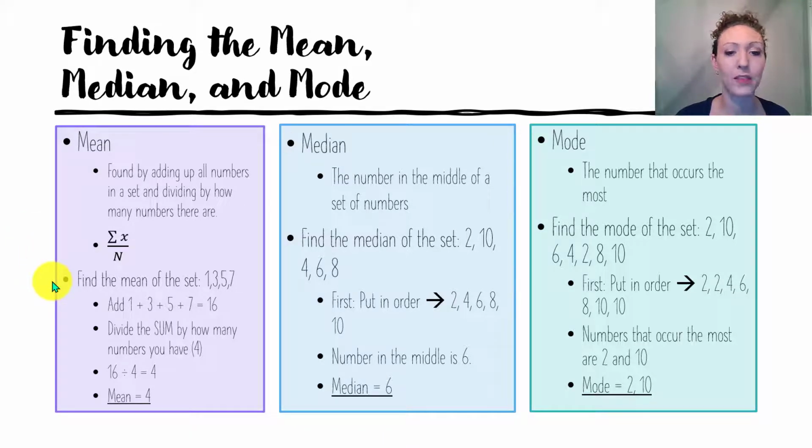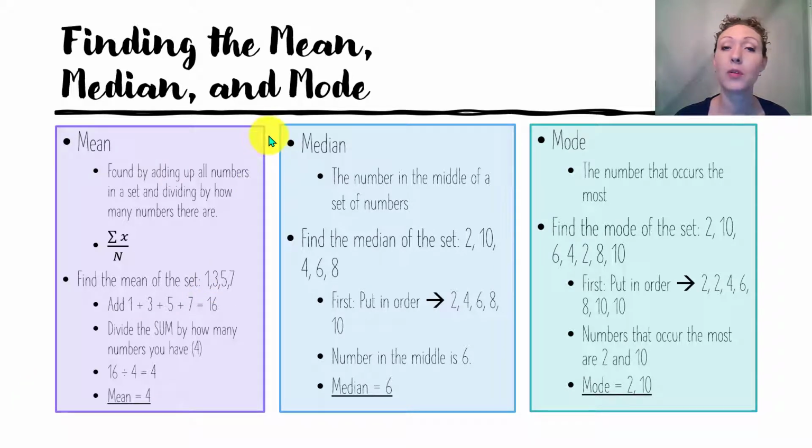So find the mean of the set 1, 3, 5, and 7. So what we're going to do is we're going to add together 1, 3, 5, and 7, and we have 4 numbers in that set. So we're going to take the sum of 1, 3, 5, and 7 and then divide that by 4. So when you add 1, 3, 5, and 7 together, you get 16. When you divide that by 4, you have 4. So our mean for this small example problem is 4.